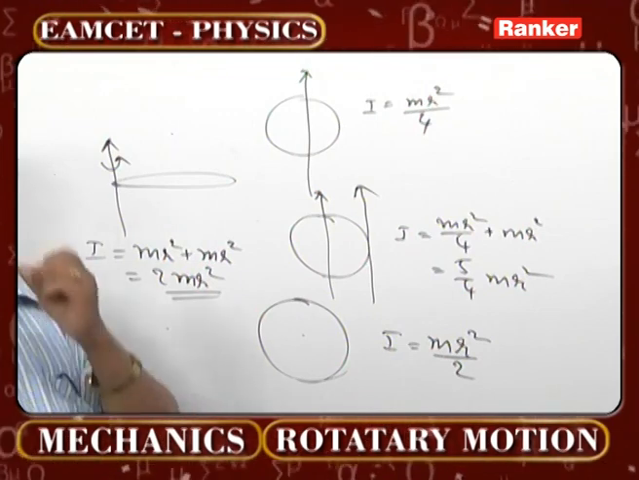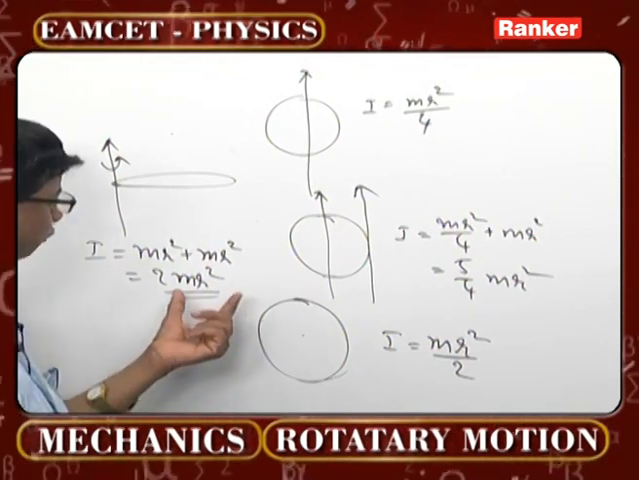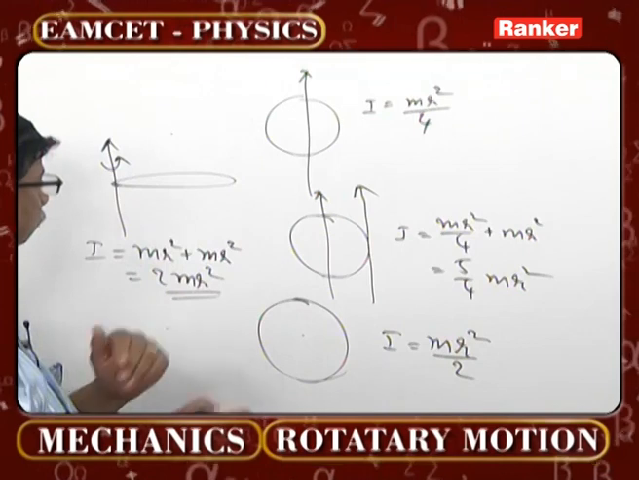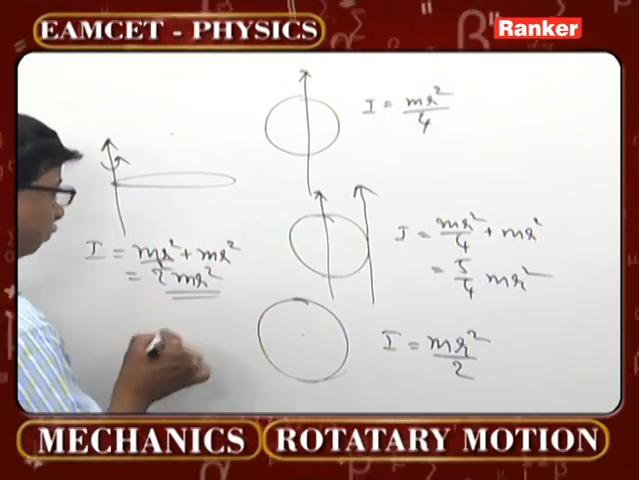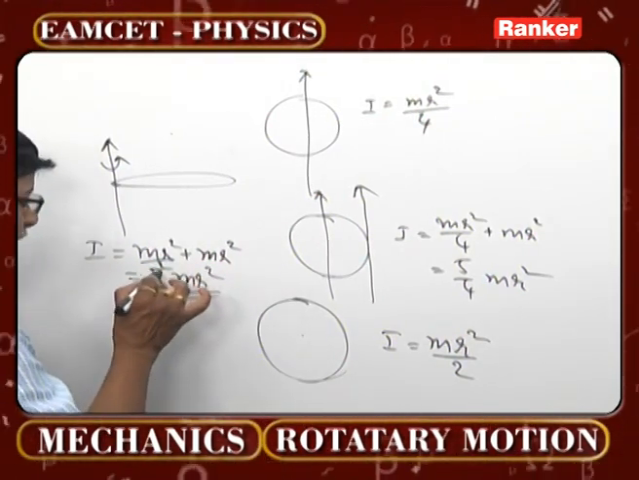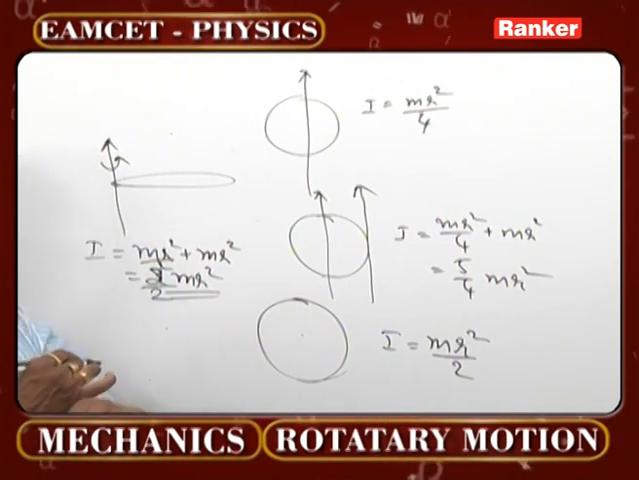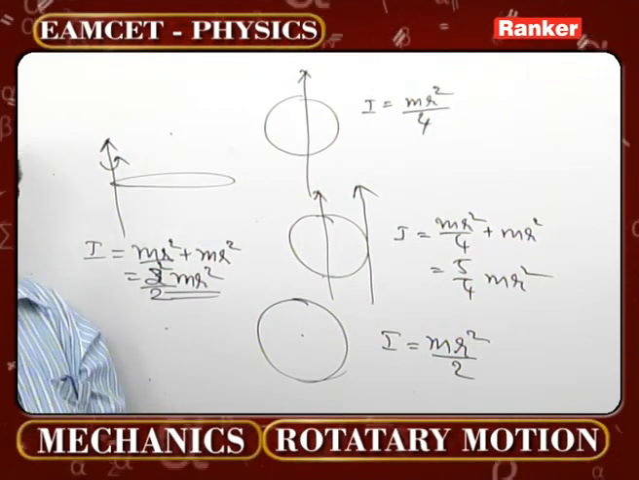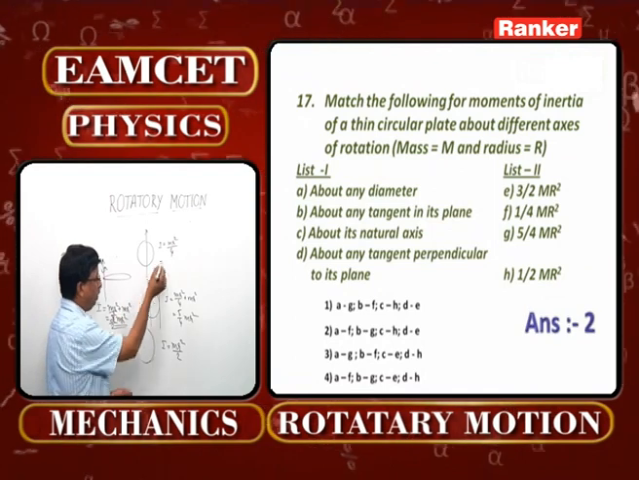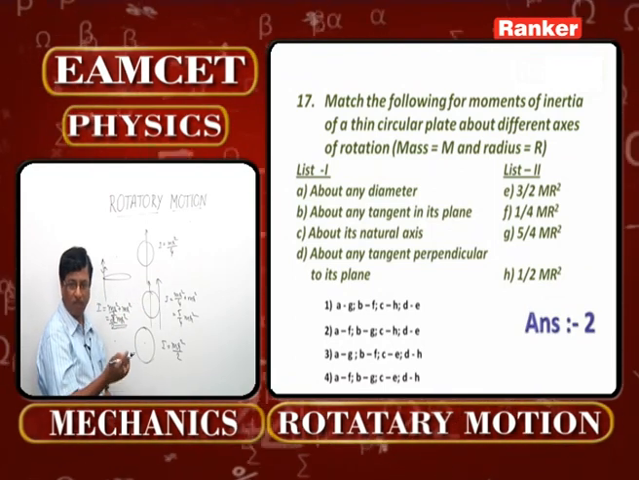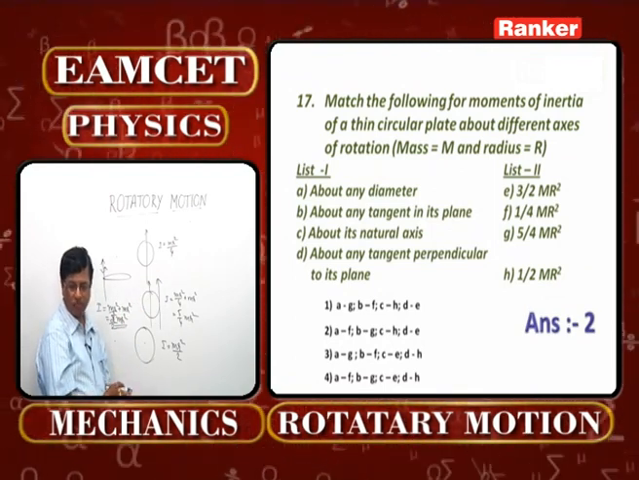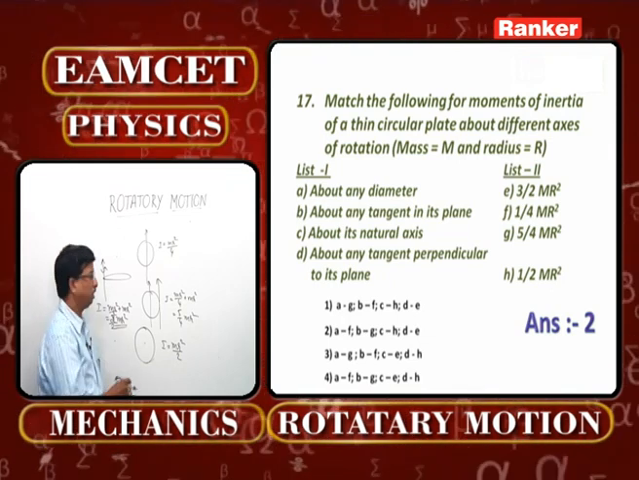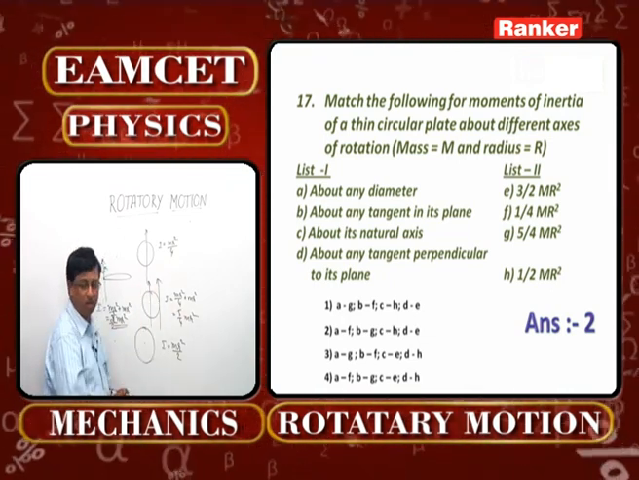That is what has been given in a wrong way. 2 mr square it should be now. That is actually mr square by 2 plus mr square, sorry. It will now be 3 by 2 mr square. That now becomes the very first option. That means for A, it is going to be mr square by 2. That is A for F, B for G, C for H and D for E. Automatically the second option is going to be tallied there.